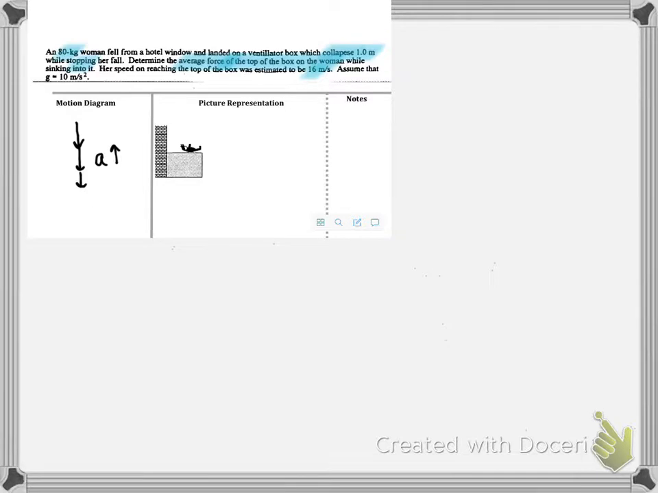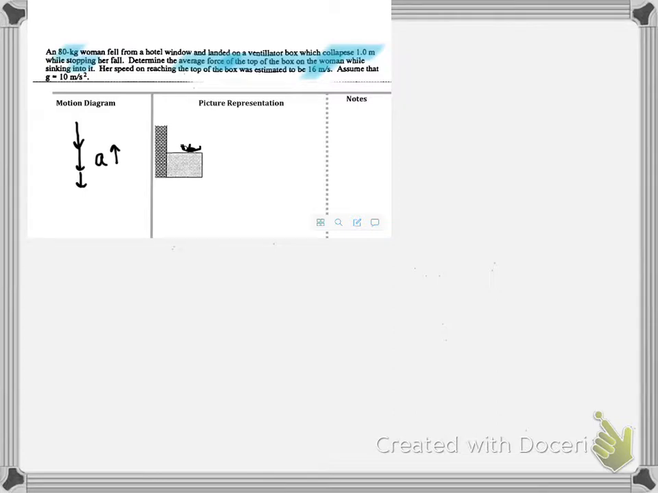Sometimes the tricky thing here is deciding what is the part of the motion that we are concerned with. And the part that we're concerned with is just when she is coming to a stop. We don't care when she jumped out of there or fell from the hotel window and how she sped up because she was in free fall. That happened, we would assume, but that's not the part that we're worried about, because it says that her speed on reaching the top of the box was estimated to be 16 meters per second, and we know she comes to a stop. That tells me that she ends up at v equals 0. That's the only part that we are concerned with.